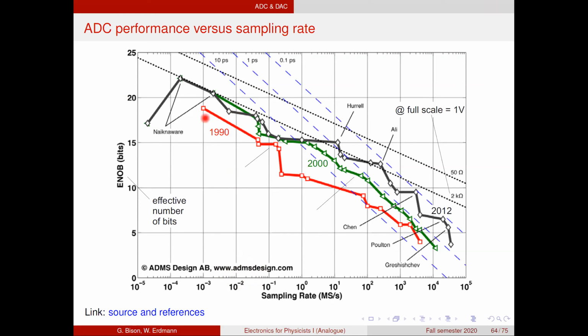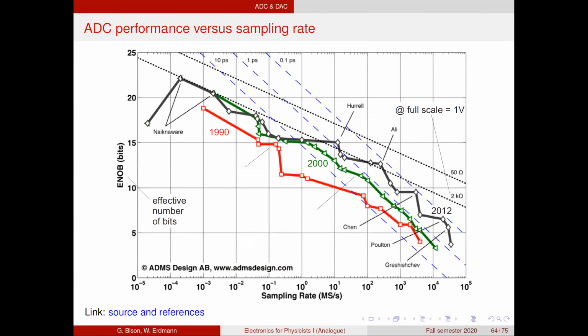Then you see how this effective number of bits, so the noise in your digital signal, evolves as a function of sampling rate. Of course, if we sample faster, then we get more noise. In principle, if you take the many samples that you get, for example at 1 megahertz, you could average a few of those samples, and then you can walk on those lines towards higher resolution and smaller sampling rate.